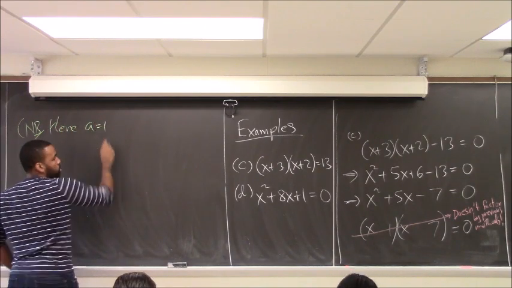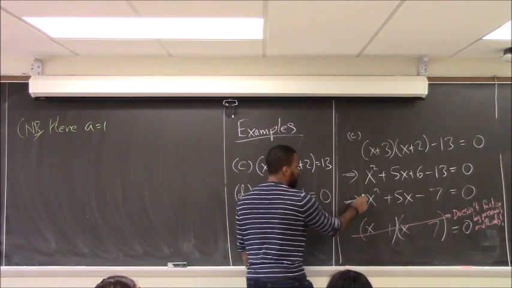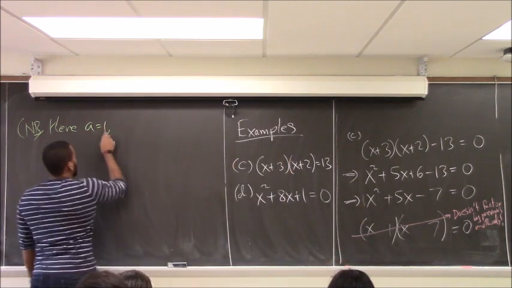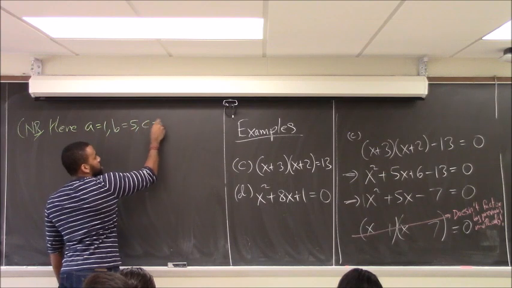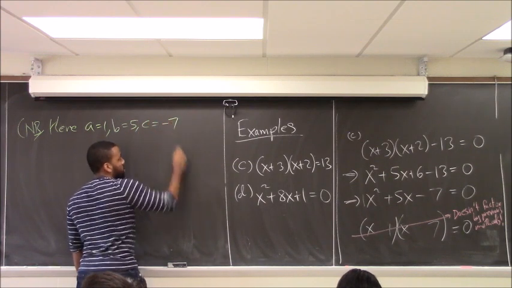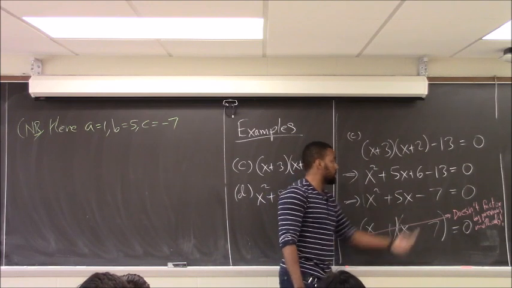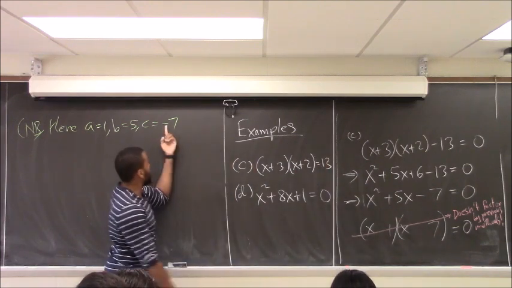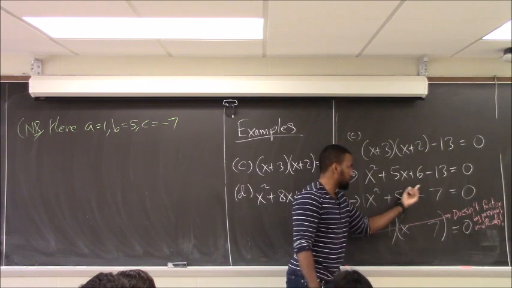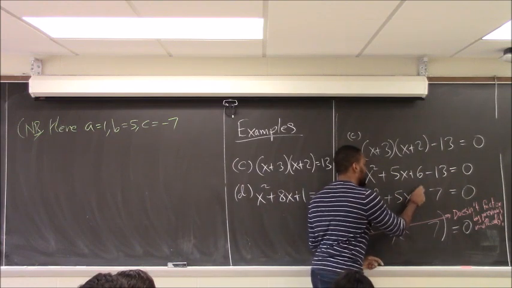You have your a equals 1. The a is the coefficient of the x squared. Your b equals 5, and your c equals minus 7. So that's the ax squared plus bx plus c. And notice that I took the minus 7 because in the formula there are plus signs. So you think of this as a plus minus 7.